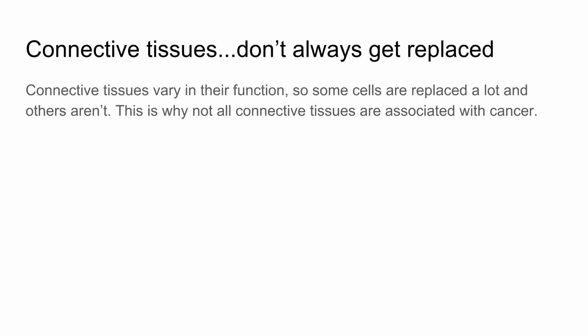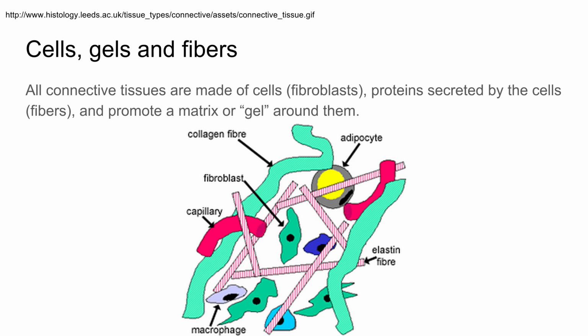Connective tissues, not as common because they're not necessarily always dividing. Yeah, this was an easy slide. If I look at connective tissues, they are composed of 3 parts, what I call the cells, gels, and fibers. The cell is usually going to be called a fibroblast, right here, this funky looking thing down here. There are other versions of it, but for the most part we call them fibroblasts.